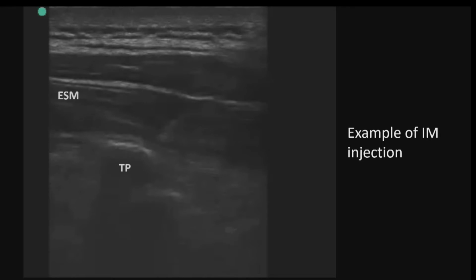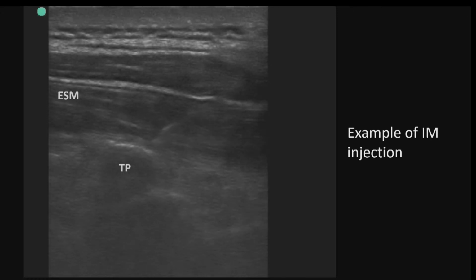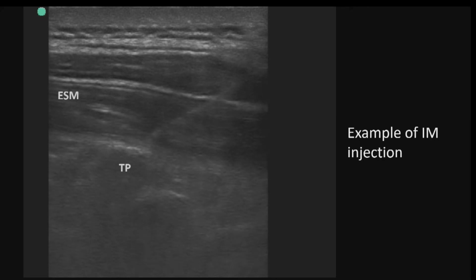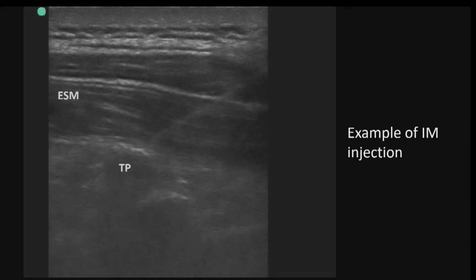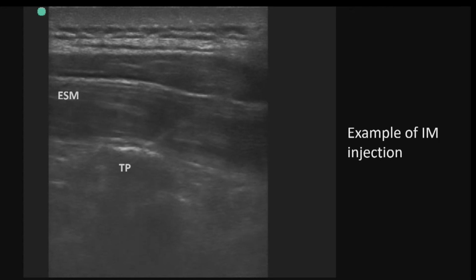At this point, I'll show you some videos to illustrate both what is a suboptimal injection as well as an optimal injection. So this first one is an example of intramuscular injection. And you can see here that the needle is landing on the near side of the transverse process at a fairly steep angle. And although we're touching the bone when we inject, you can see here that the erector spinae muscle is expanding. So we haven't actually entered the plane deep to the fascia of the erector spinae muscle.